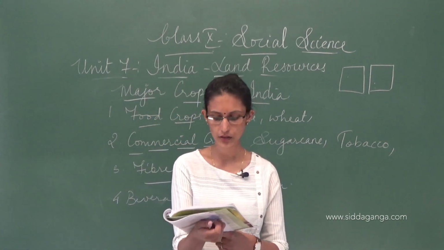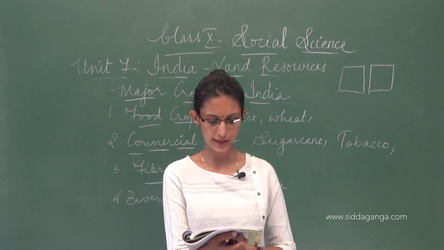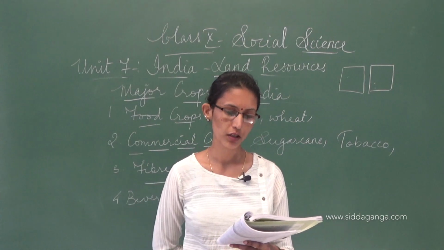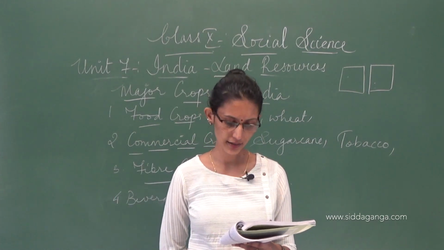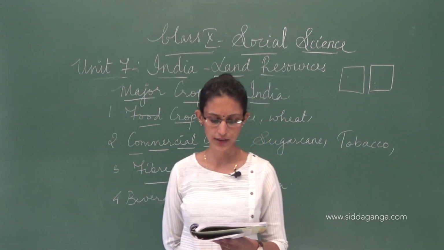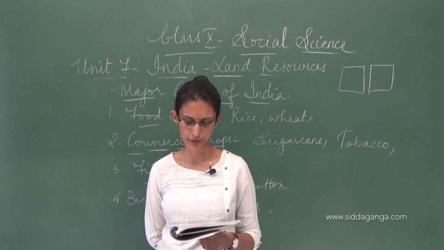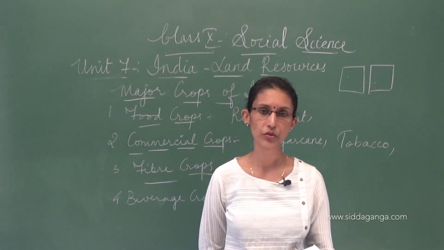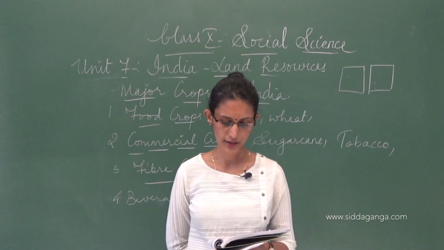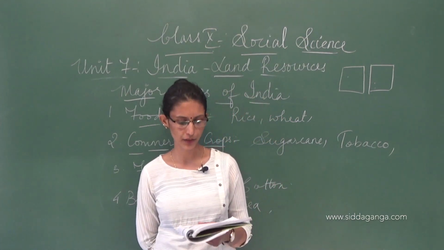Okay, fiber crops is cotton that is used for the textile industry, known as fiber crops. What is important here? Cotton and jute. So cotton is an important industrial and fiber crop. It gives raw material to whom? The cotton textile industry. So it's a tropical and a subtropical crop.